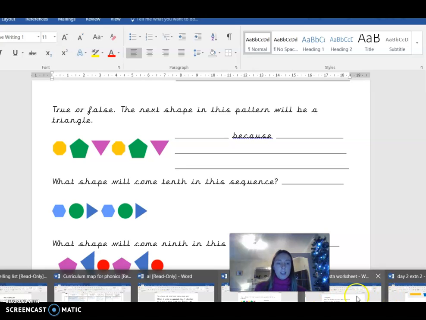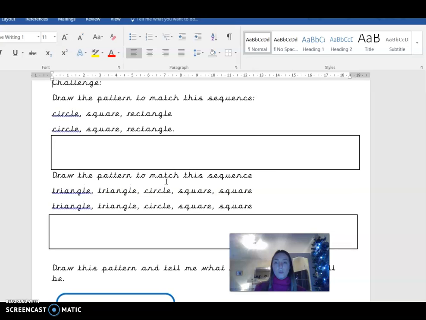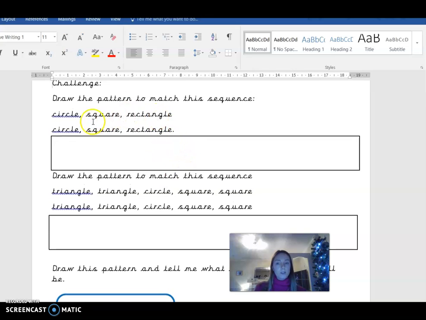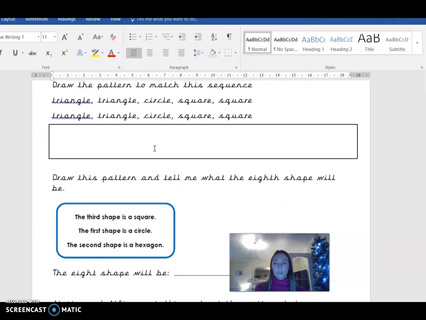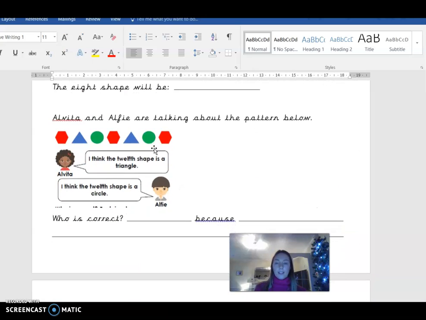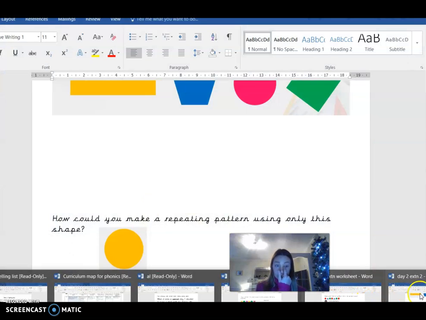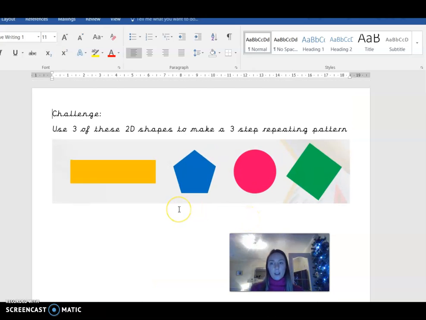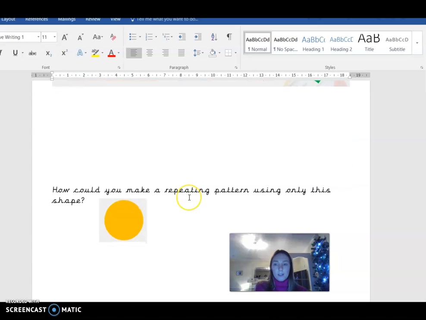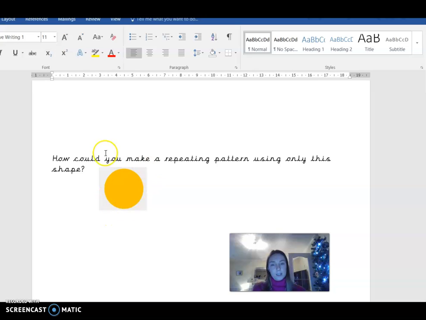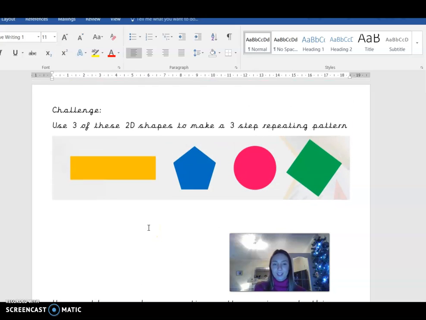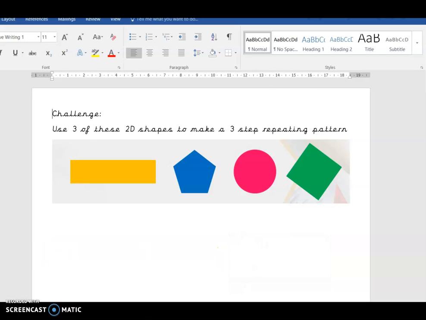Your second activity is this one here. You're drawing the pattern to match the sequence which is written for you in words. Then here, you're explaining who is correct and how you know. And your second challenge is this sheet here. Use 3 of these 2D shapes to make your own 3-step repeating pattern. So you need to choose 3 shapes and create your own pattern. Then, can you make a repeating pattern using only this shape? So they are your different activities for today.